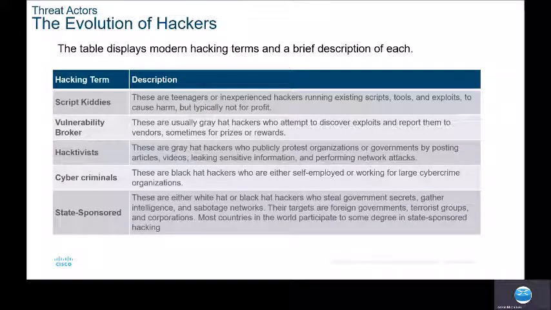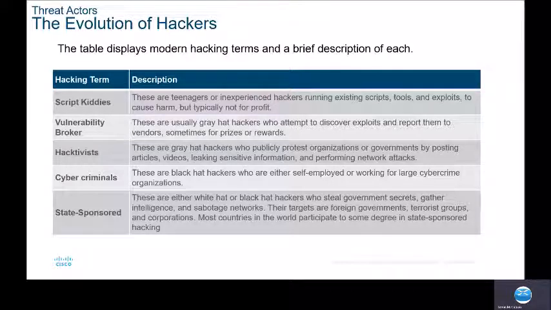Okay, so the evolution of hackers. The table displays modern hacking terms and a brief description of each. So script kiddies, these are teenagers or inexperienced hackers running existing scripts, tools, and exploits to cause harm, but typically not for profit. So vulnerability brokers are usually grey hat hackers who attempt to discover exploits and report them to vendors, sometimes for prizes or rewards.